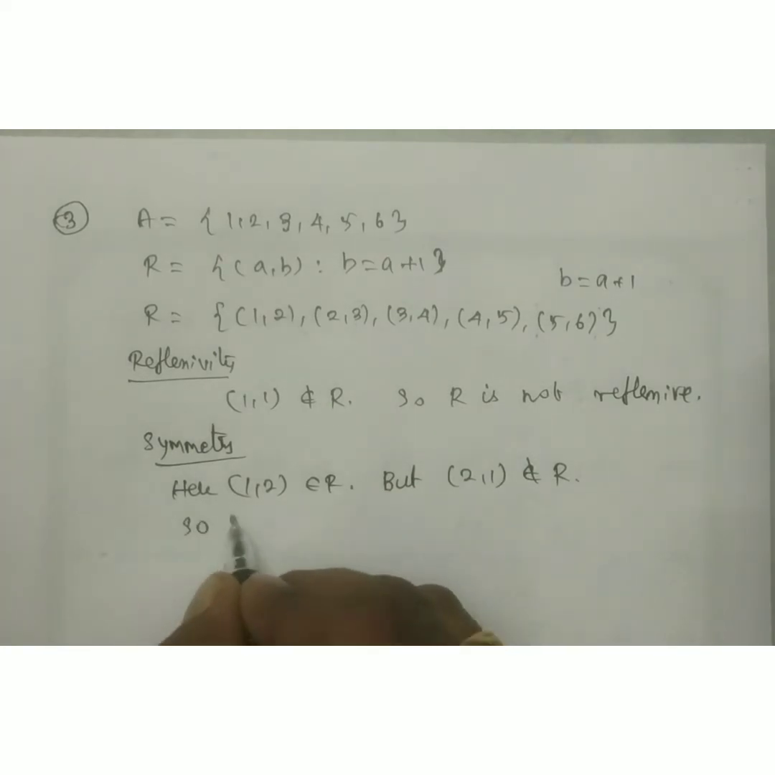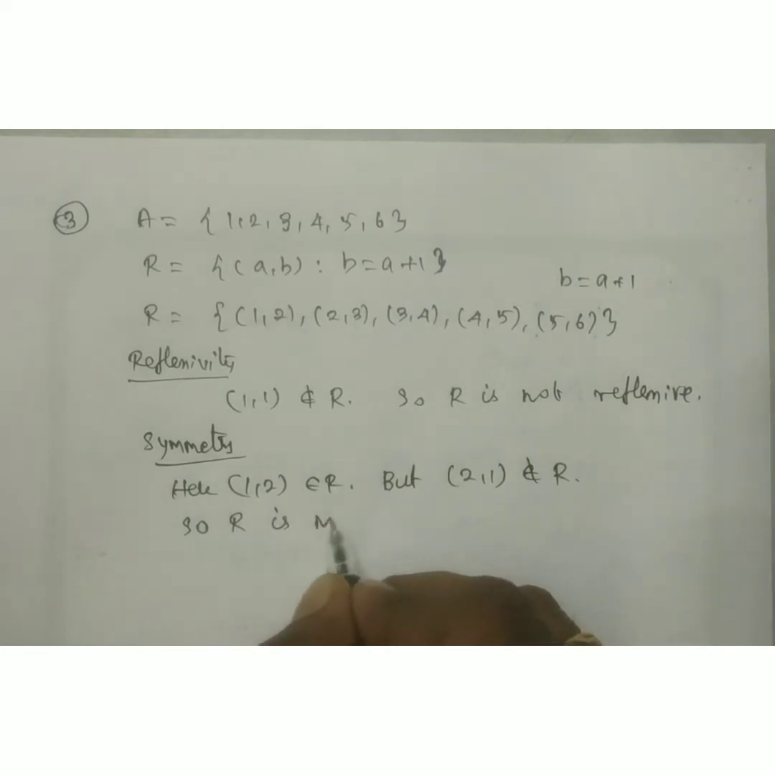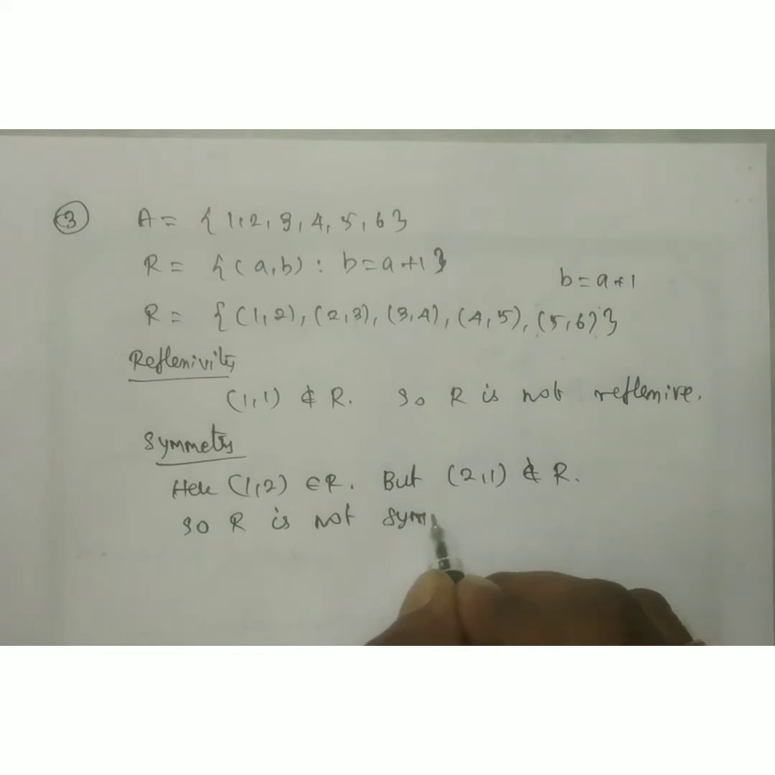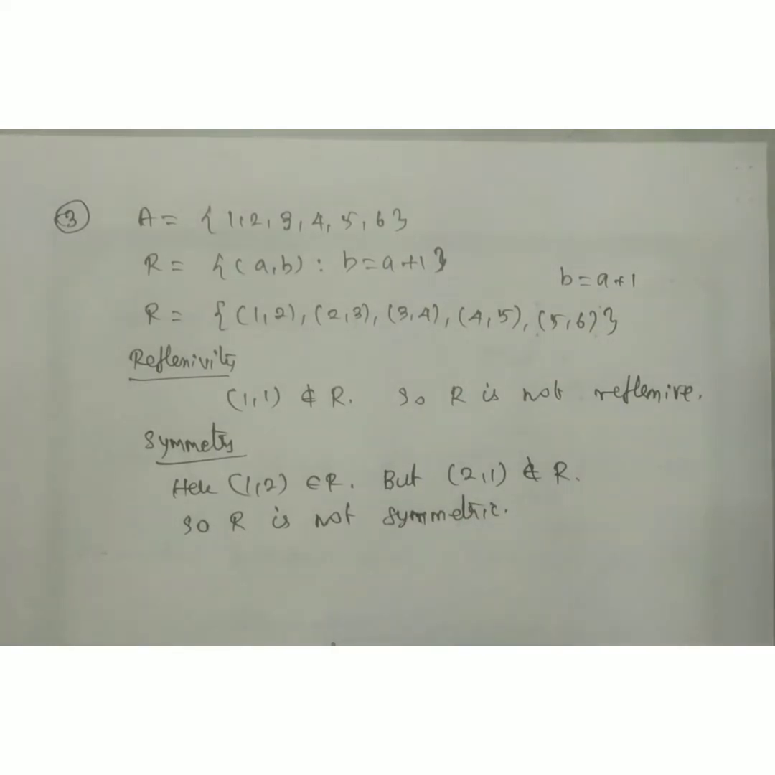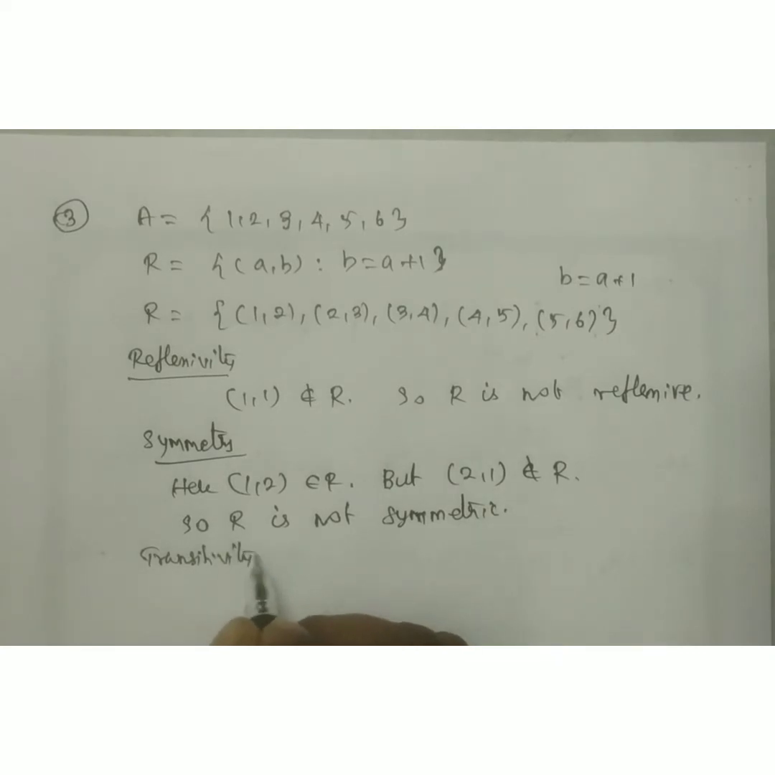So what can we decide? R is not symmetric. Clear? Reflexivity and symmetry are over. Next we need to check the transitivity.